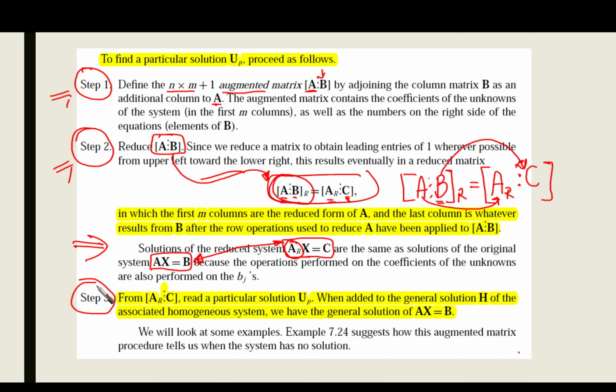And now step number 3, from ARC, read a particular solution, which is UP, as we're going to see now, when added to the general solution H. So if you have UP plus H of the associated homogeneous system, we have the general solution of AX equal to B. We are going to look at some examples and you are going to understand what we have said now.